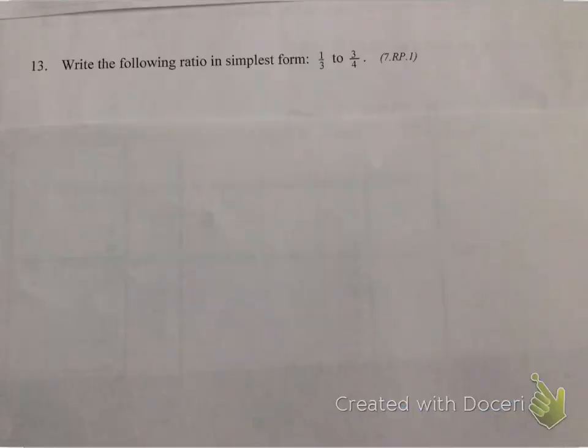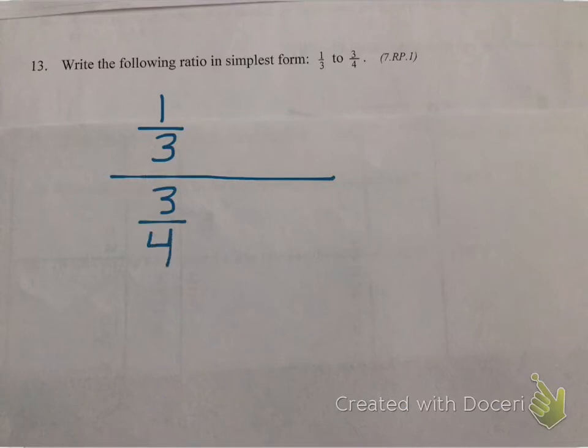Number 13, writing that as a ratio in simplest form, 1/3 to 3/4. So we have 1/3 written as a ratio to 3/4. Okay? In order to write that, the method I prefer would be to find the common denominator for both. Now, you may have used different methods, but this is the one that I prefer because it makes the most sense to me of why it's the ratio.